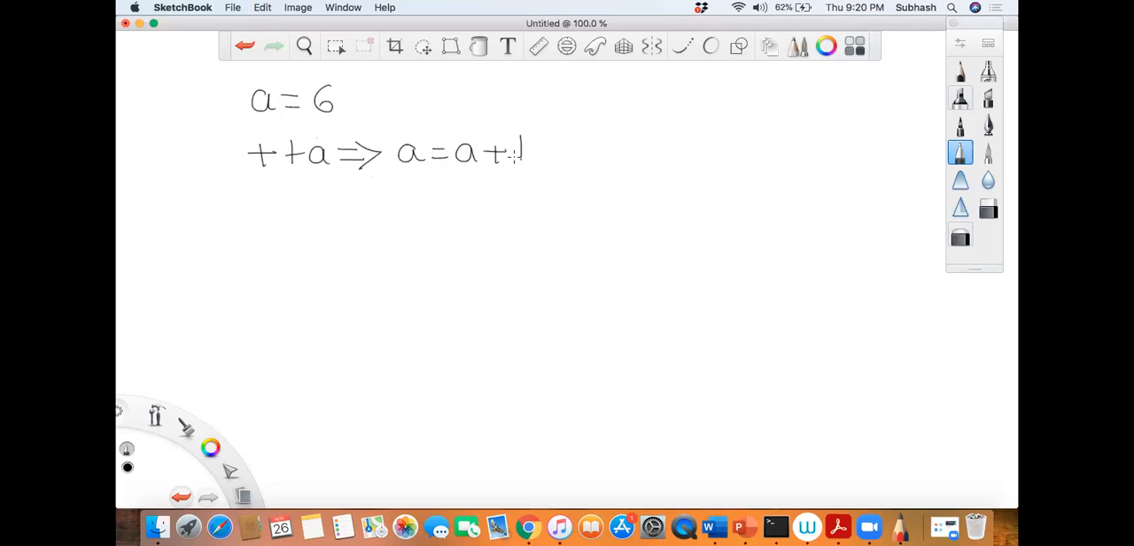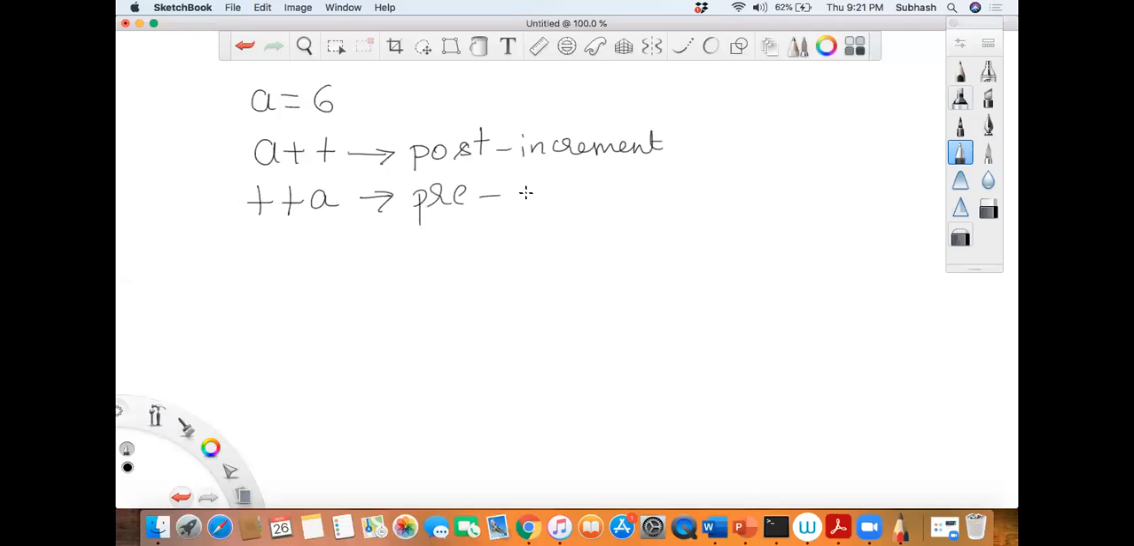See, you did not understand again. You want me to explain once again? No, sir. Understood, sir. A plus plus means increment the value of A by 1. Then there is one more, plus plus A. This also means increment the value by 1. Both are the same, correct? This is called post increment, and this is called pre increment. Is that okay?